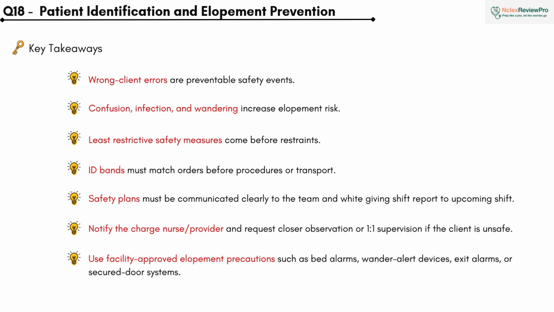Safety plans must be communicated clearly to the team, including during shift report. Notify the charge nurse or provider and request closer observation or one-to-one supervision if the client is unsafe. Use facility-approved elopement precautions such as bed alarms, wander alert devices, exit alarms, or secured door systems.